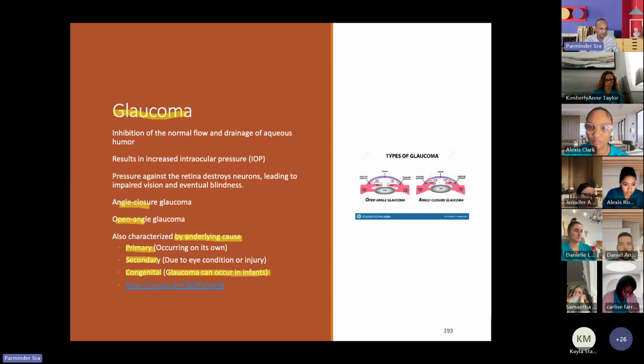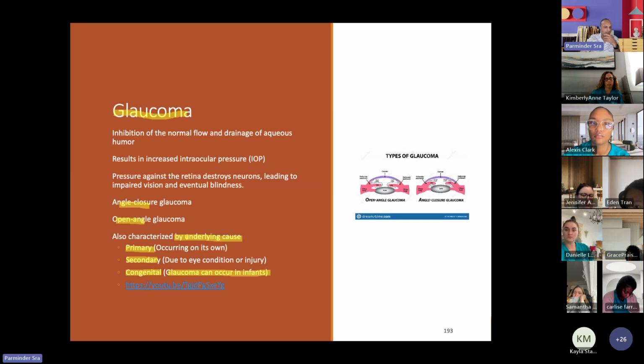Right. Any questions so far? All right. Did you mention that you can use primary and secondary interchangeably with open angle and closed angle?